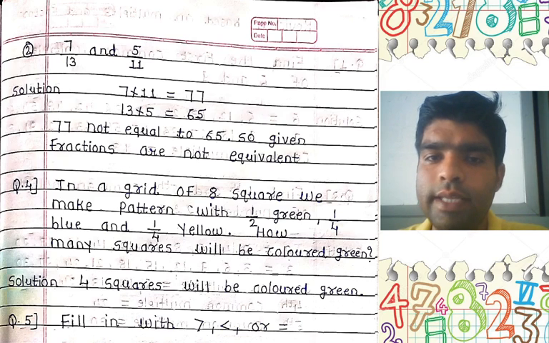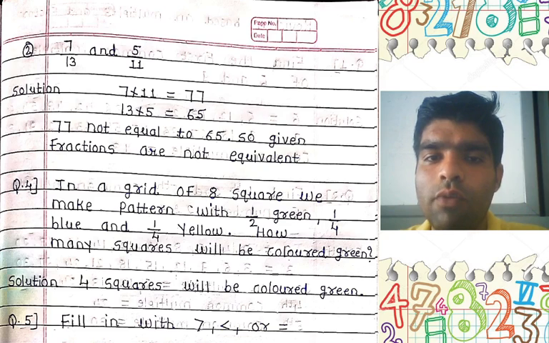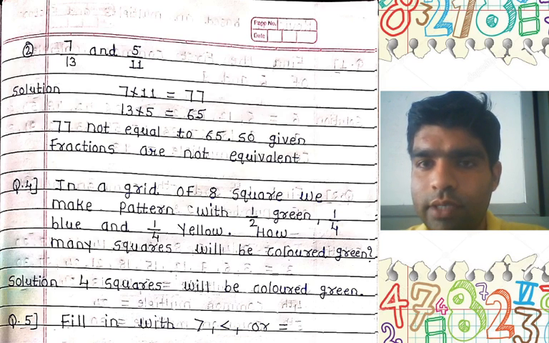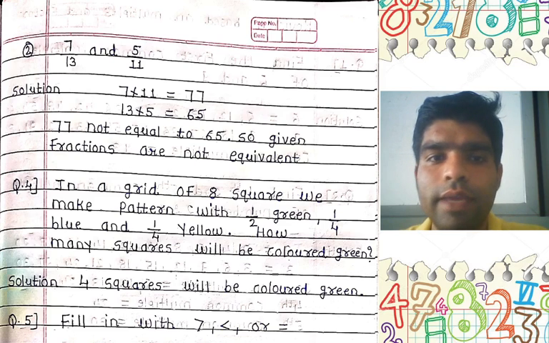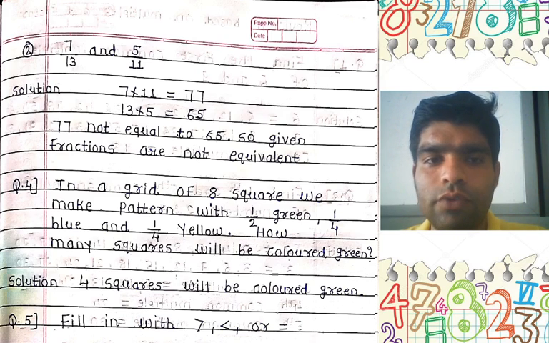How many squares will be colored green? How can we find it? The given condition is a grid of 8 squares. We make exactly half of it green, which means a total of 4 grids are green, the next 2 are blue, and the next 2 are yellow.